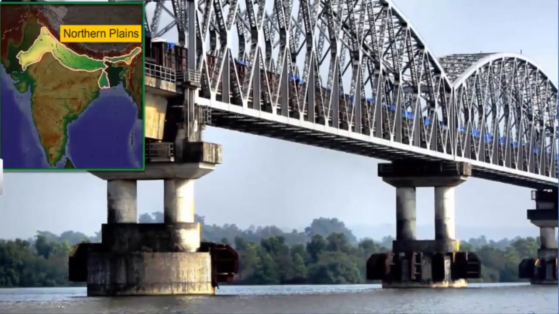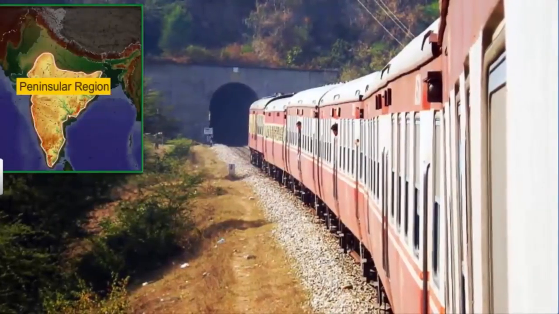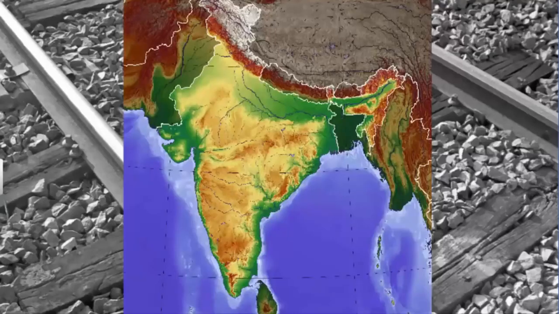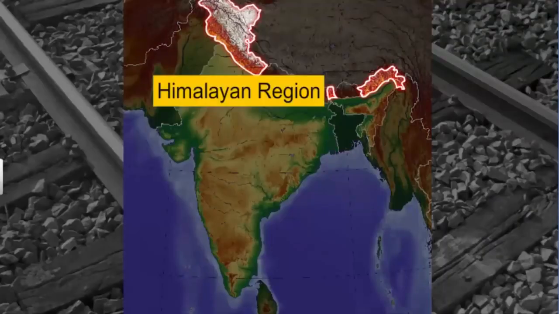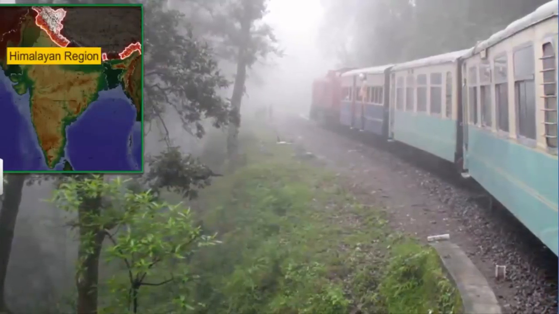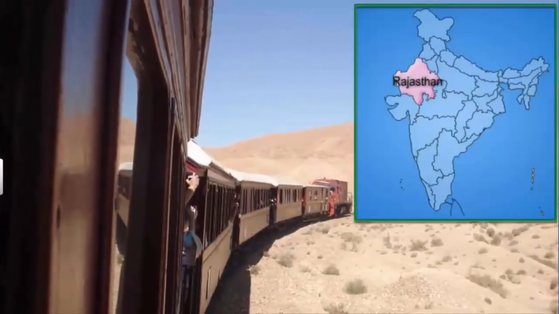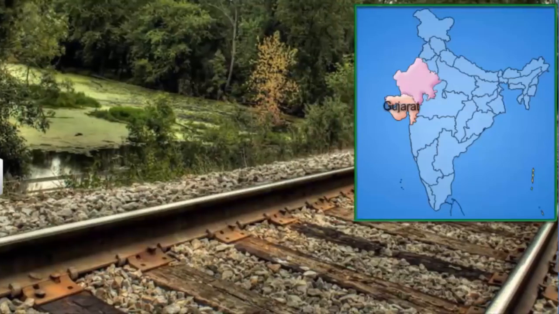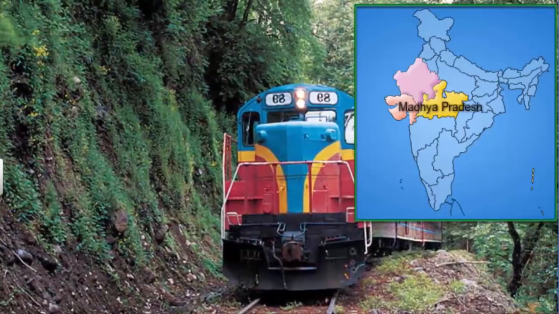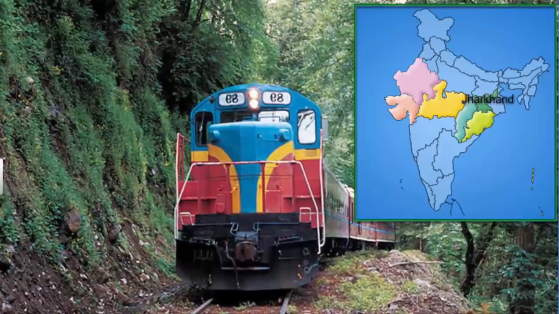In the hilly peninsular region, railway lines were laid through hills, valleys and tunnels. The lofty mountains in the Himalayan region, with lesser population and economic opportunities, are not favorable for the construction of railways. The sandy deserts of Rajasthan, the swamps of Gujarat, and the heavily forested regions of Madhya Pradesh, Orissa, Chhattisgarh, and Jharkhand are some of the challenges railways have overcome for expansion in these regions.